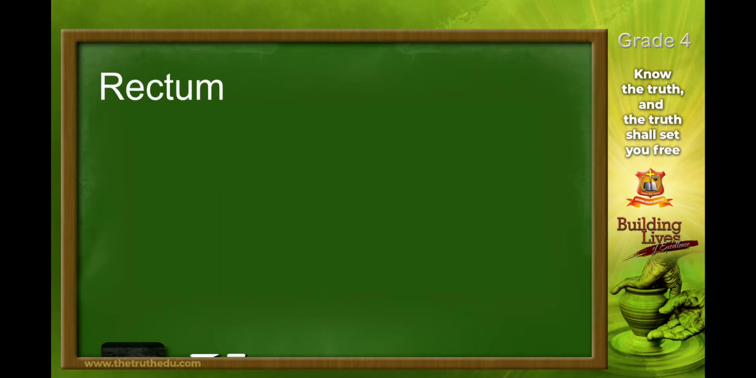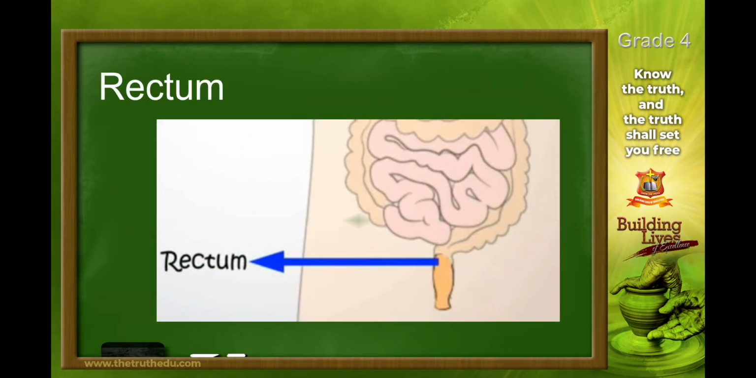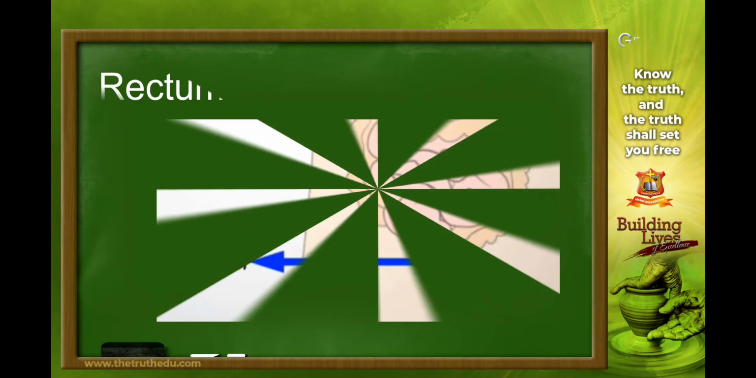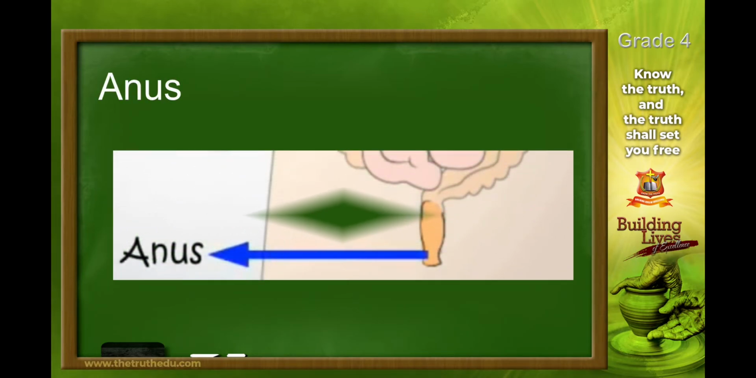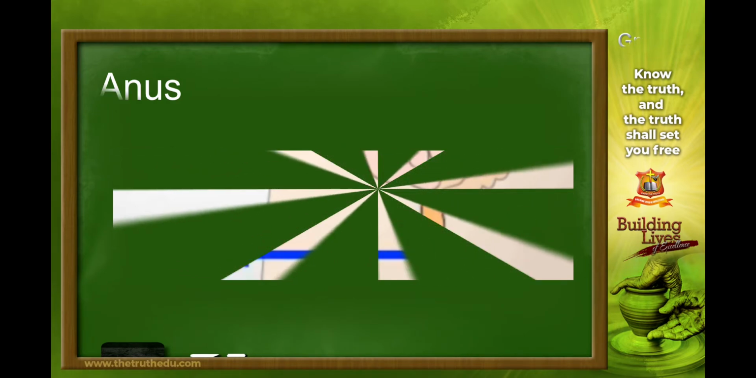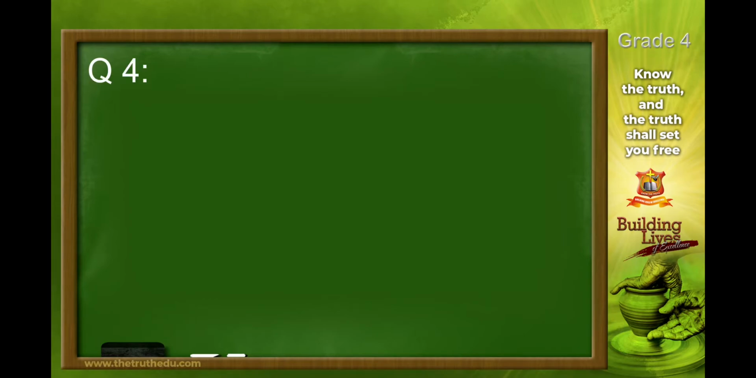And then comes the rectum. The rectum is just after the large intestine. You can see the picture. The rectum is after the large intestine, and then comes the anus. The anus is at the end of the rectum. So these are the 10 parts of the digestive system.